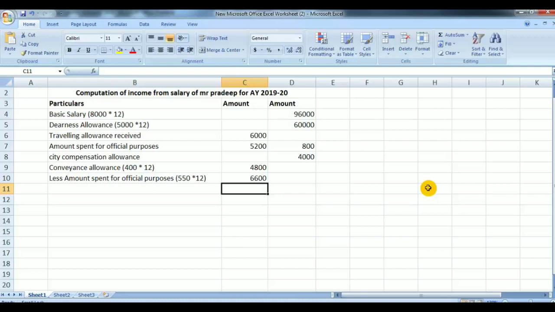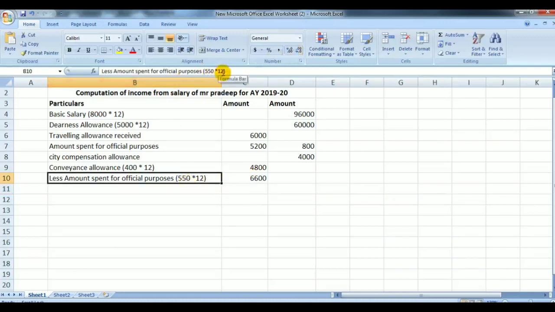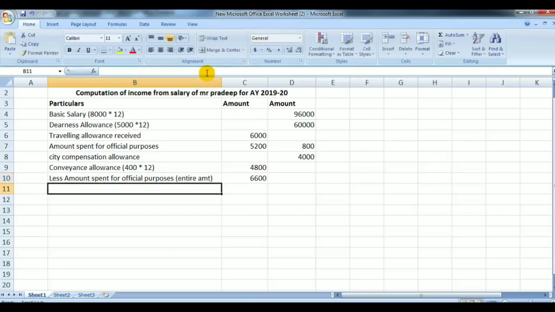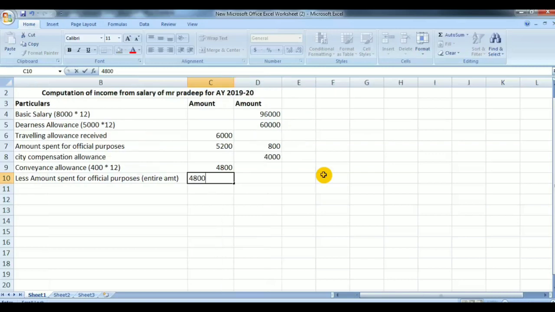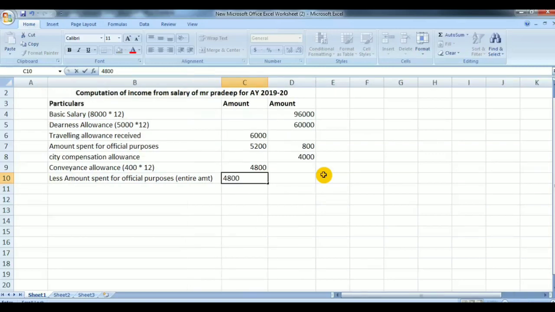Okay, so what we can do here is, instead of writing 550 into 12, we can write entire amount is exempted. Entire amount is exempted and entire amount comes to 4,800 which we have received. This entire amount will be exempted and in the outer column we will write 0. Okay, next.